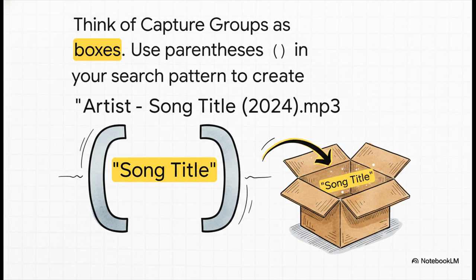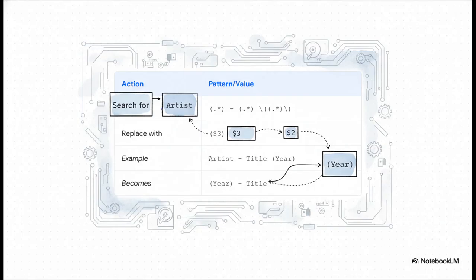Just think of them as little boxes. Every time you put parentheses in your search pattern, you're telling it, hey, create a box, and whatever text matches this part, stick it in the box. And here's where it all clicks. Let's look at this classic example. Say you have files named artist, title, year.